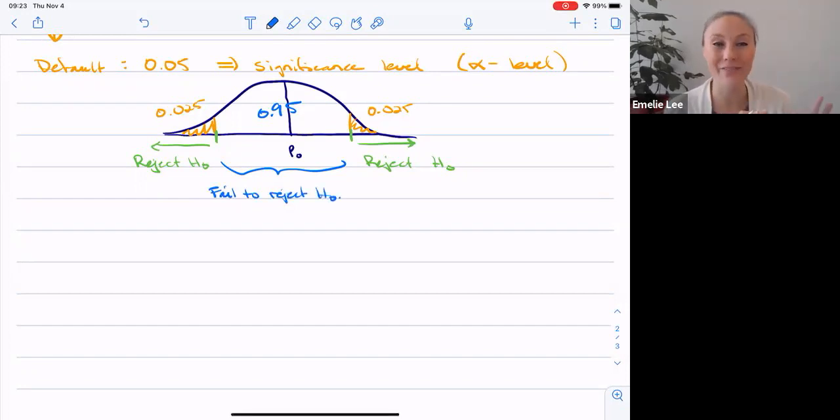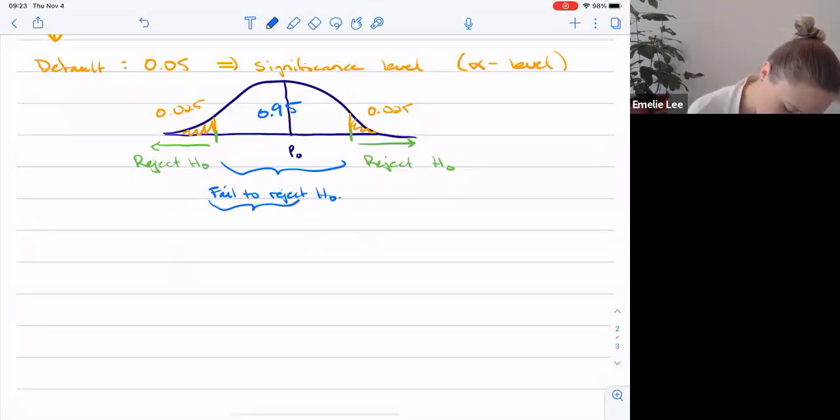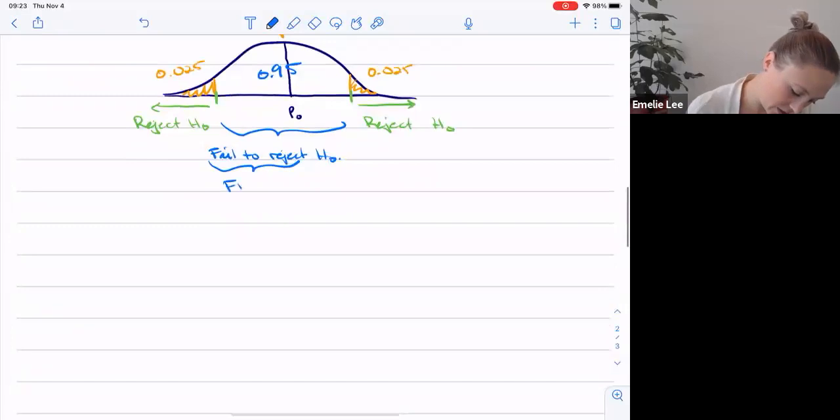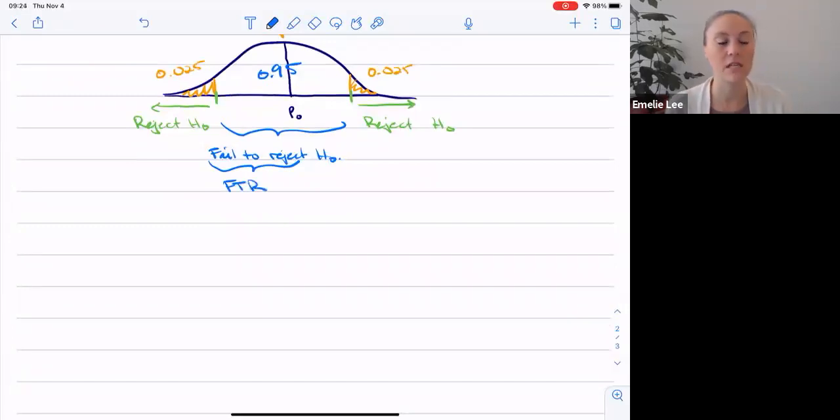Meaning you don't have enough evidence to reject H naught. Now, that doesn't mean that H naught is true, right? It just means that you haven't found enough evidence to reject it. So we don't actually know what's going on. And so instead of "fail to reject," we usually just abbreviate it FTR, fail to reject H naught.